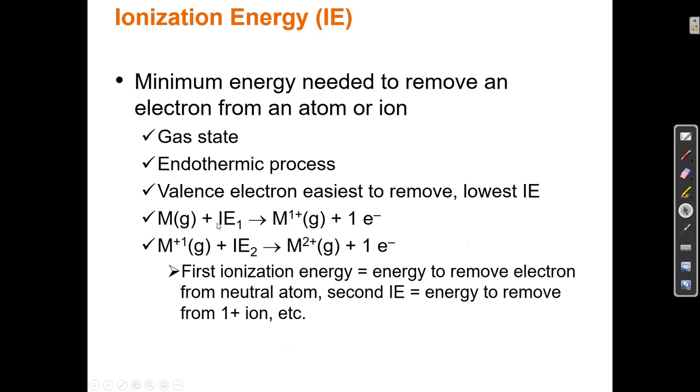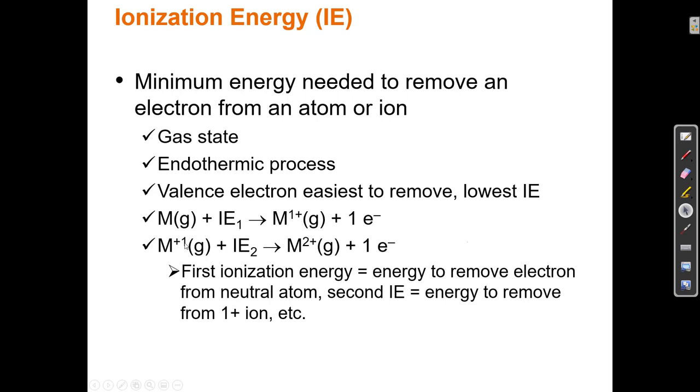The way that we diagram this reaction is by showing a metal plus the ionization energy as reactants, and this is going to go to the metal as a cation plus the electron. So if I start with a neutral atom and I add the ionization energy to that neutral atom, then adding the ionization energy is giving it enough energy to remove the electron. And when the electron comes off, then I'm left with a plus one cation.